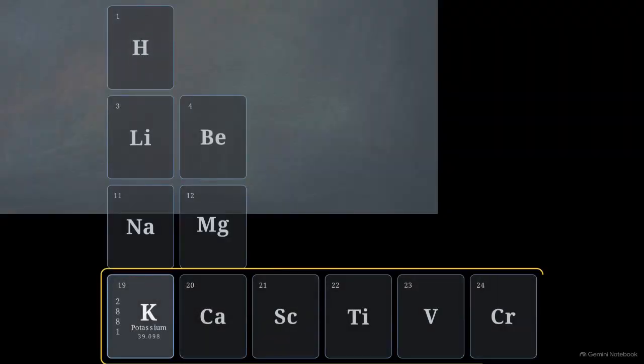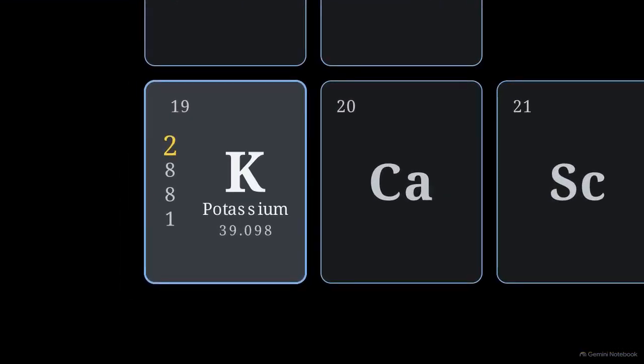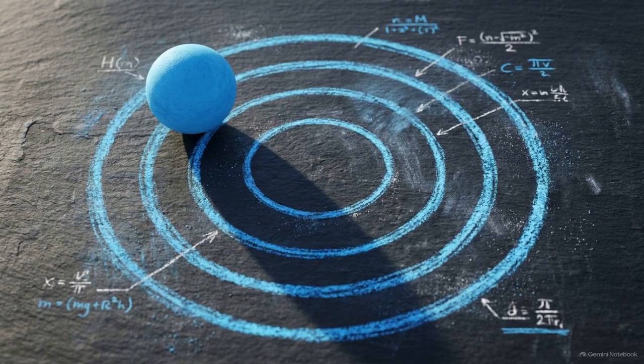In period 4, potassium shows a stack of numbers, 2, 8, 8, and 1. These stacked digits represent the specific distribution of electrons across each of the 4 shells. Every period provides a visual record of an atom's energy levels expanding outward.